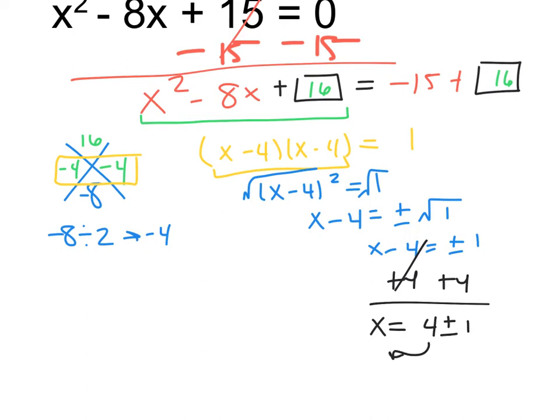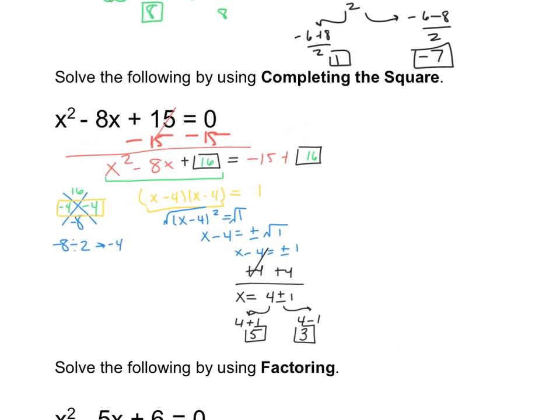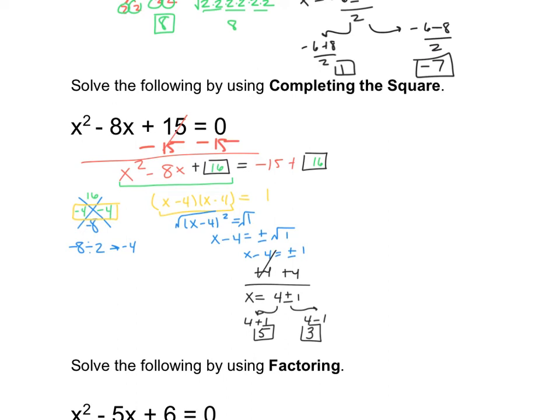We break it apart. 4 plus 1 is 5. 4 minus 1 is 3. I have two solutions, or two roots, or two x-intercepts, or two x values, and they are 5 and 3. And that's how you complete the square.